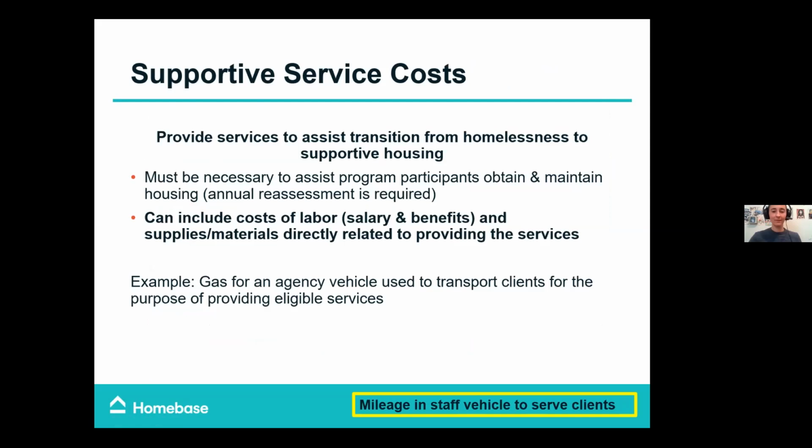With supportive service costs, here I'm seeing that it can include costs of labor and supplies or materials directly related to providing the services. This seems like it might align with what I'm looking for. And the example here is gas for an agency vehicle used to transport clients for the purpose of providing eligible services. So that seems close. I feel pretty good about this one, but I'm going to look a little closer.